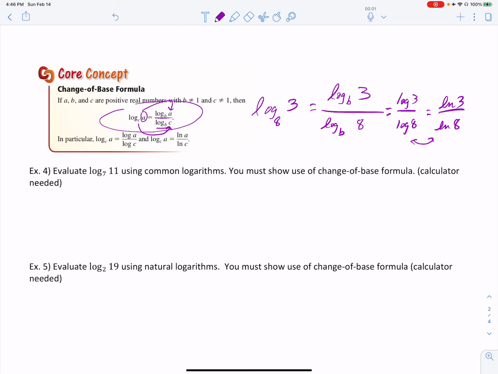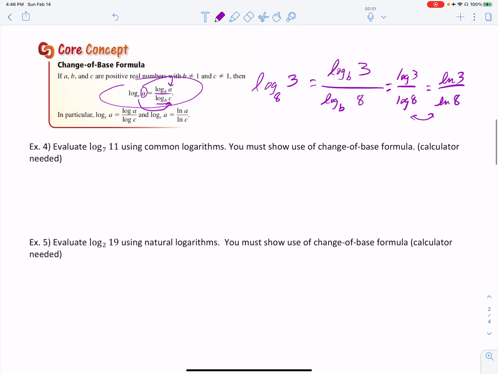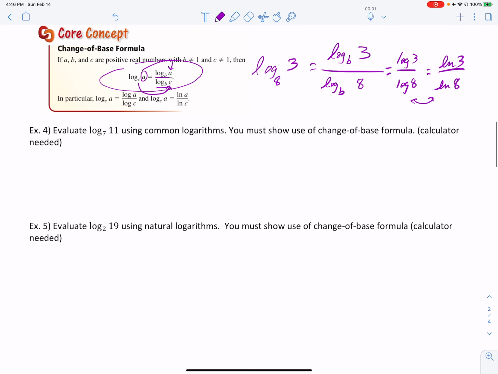Again, you need this for proofs, trying to get things into the same base to be able to keep working things. And in the case of some calculators that don't have a change of base available for you, you have to be able to change them to log base 10 or natural log, which has a base of e, to even get their value.